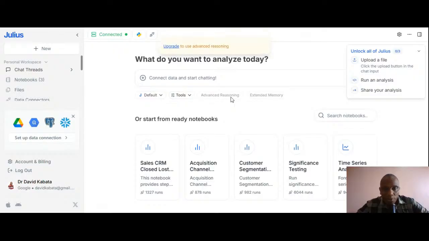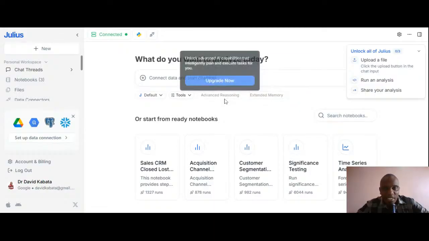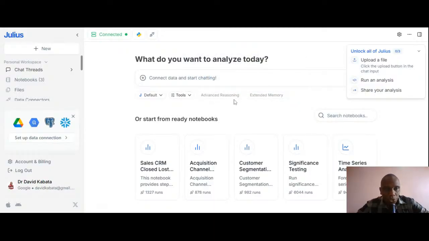So you can go to reasoning. You can go to advanced reasoning or extended memory. So these are high-level data analytical tools.